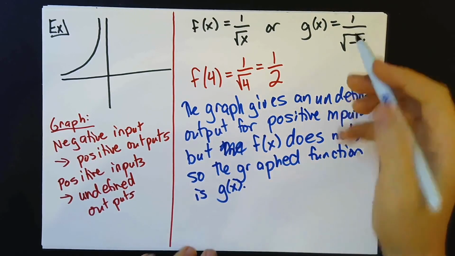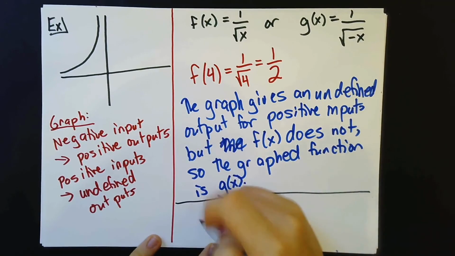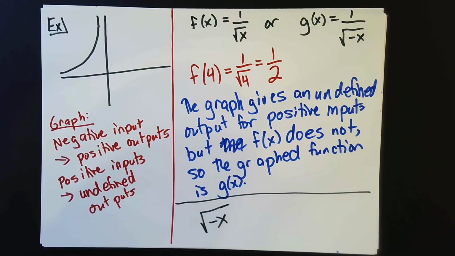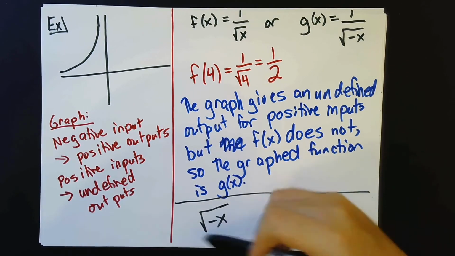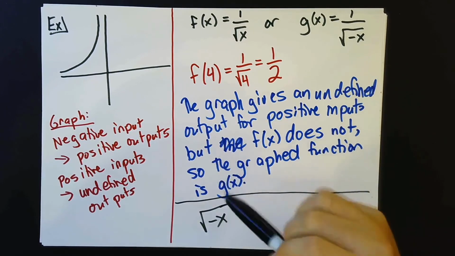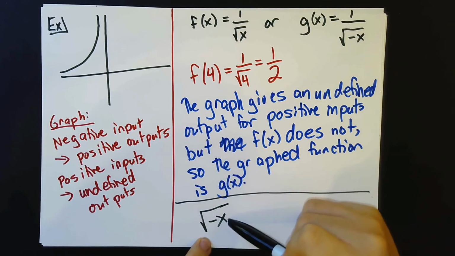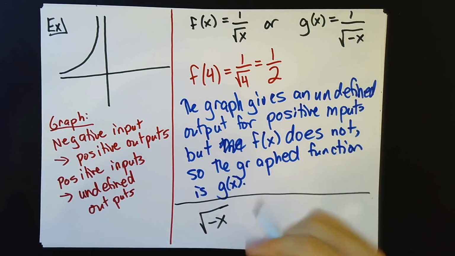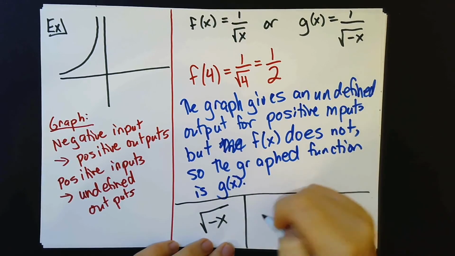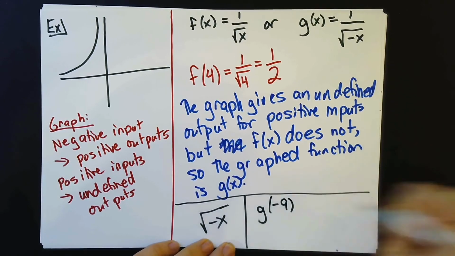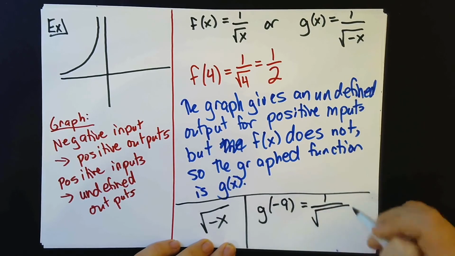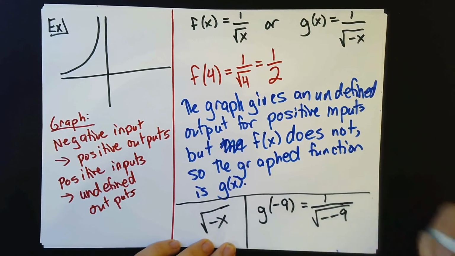I did just want to make one note here, which is that when you see this piece of g, that is, when you see a square root of minus x, it's really tempting to say that this is actually undefined all the time, because you can't take a square root of a negative number. I just wanted to show you why that's not true. Namely, I wanted to look at what happens if you actually did take g of a negative number. So let's say we took g of minus 9. Then we would get 1 over the square root of minus minus 9.